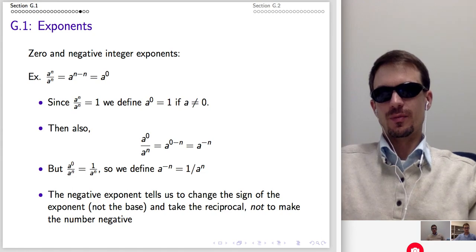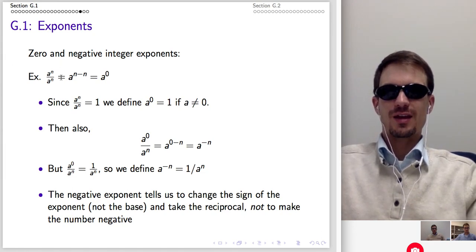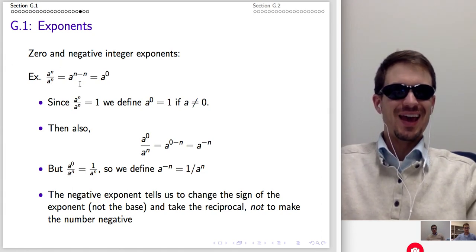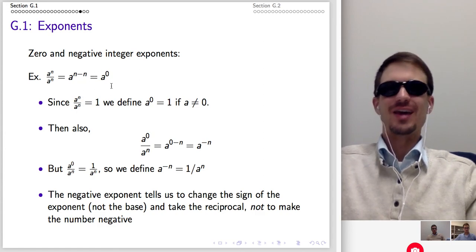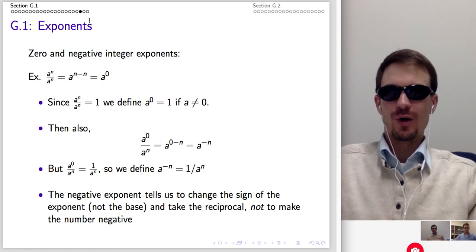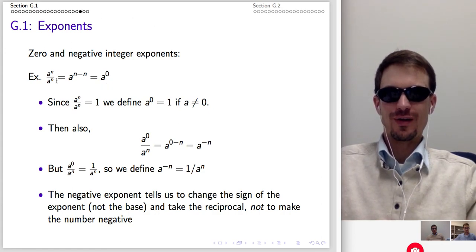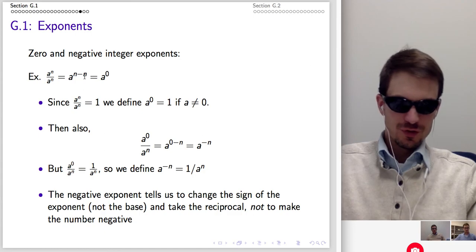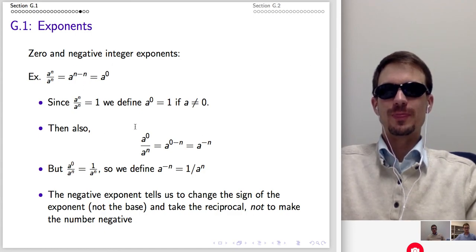Well, a to the n divided by a to the n. That's a to the n minus n. That's a to the 0. Well, that's 1, right? So clearly, why do we have 1? Well, we know a to the n divided by a to the n has to be 1. Here's sort of the explanation for why. Okay.